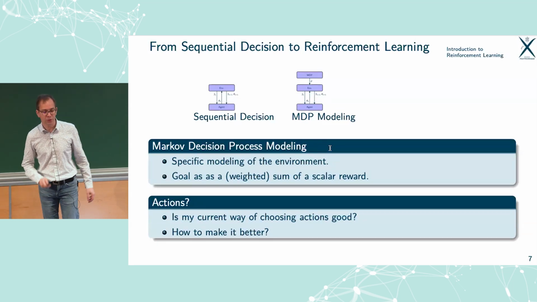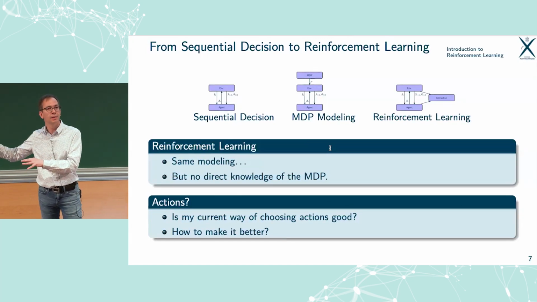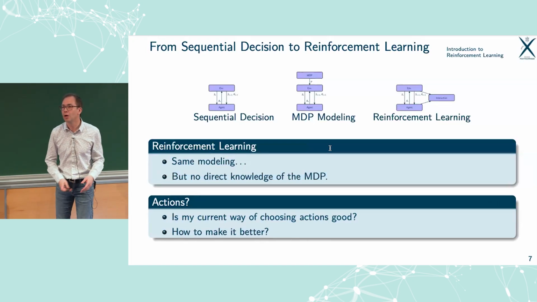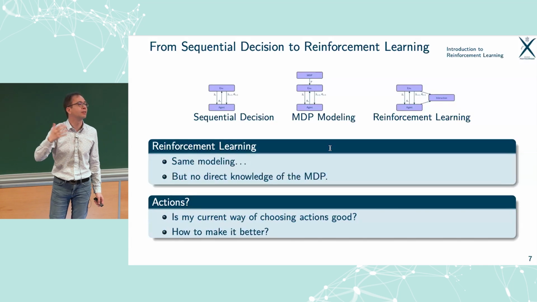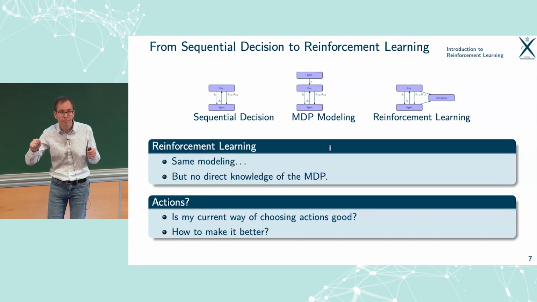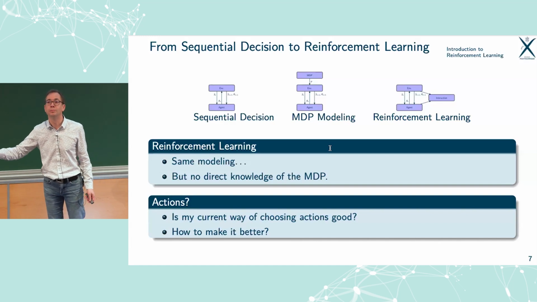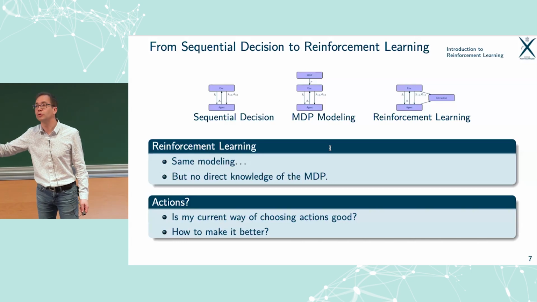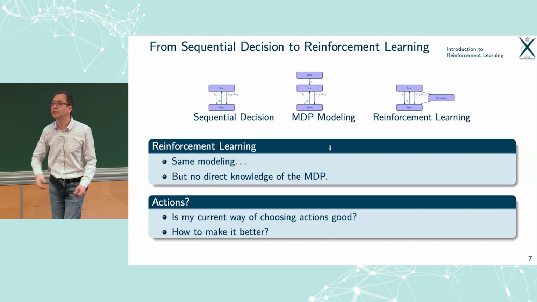If we move to reinforcement learning, that's exactly the same modeling, but we are relaxing the assumption that we know the world. The only thing we have the right to do is to observe the world through interaction. So we can play, we can observe the world, and still we want to know whether we are doing something good or not, and still we want to find a better policy, a better way of acting, and ideally an optimal one.